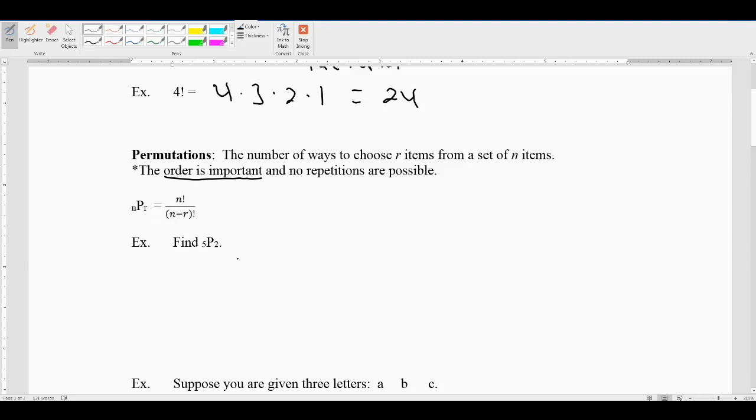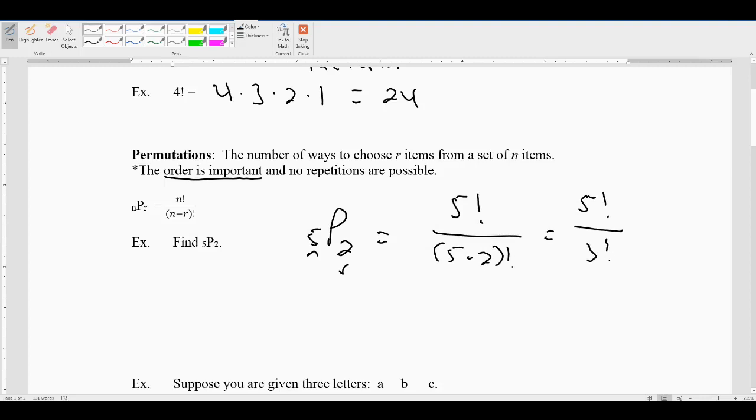So we're going to find 5P2 using the formula. Then we're going to do it by calculator. To do it by formula, you have to recognize that this is the n and this is the r. So it's going to be 5 factorial over 5 minus 2 factorial. And that's the same as 5 factorial over 3 factorial, since 5 minus 2 is 3. We need some space. This is going to be a short or a longer way of doing things. Let's just come down here.